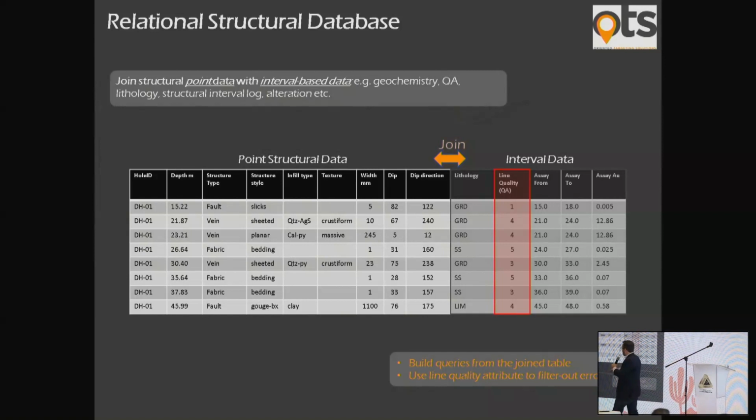So if we've got veins, we want to know what's in them. We want to know how big they are, and scale. There's this metadata that's going to be used for querying later on. And really the beauty of this point structural data is that we can join it with interval-based data.